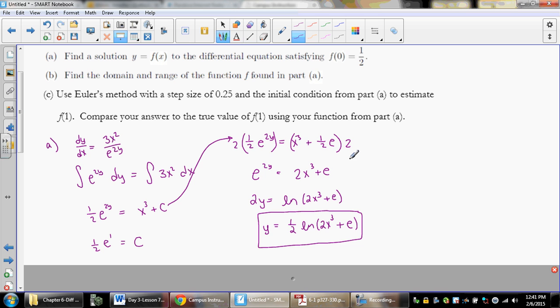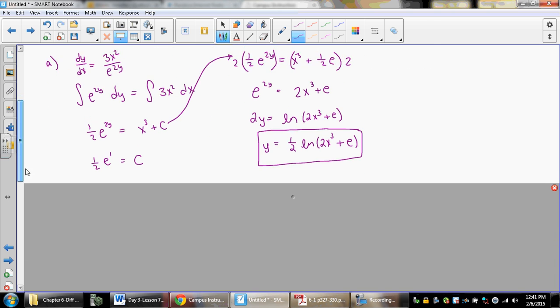Plug it in. When you need to solve for y, you're going to multiply by 2, then you have e to the 2y equals that other side. To solve for y, you're going to take the ln of both sides, and then you're going to divide both sides by 2, and that is your function.